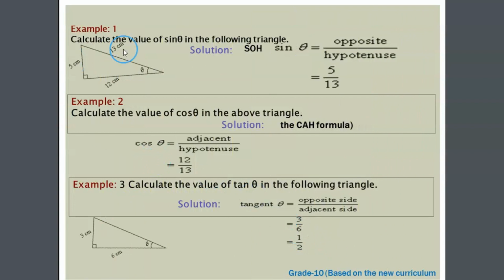Let us continue. So let us see some examples based on the topics that we have discussed now. Example 1 says: calculate the value of sin theta in the following triangle. Look, this is a right triangle and its side lengths are given. This side is 5 centimeters, this one is 12 centimeters. This angle is denoted by theta and the hypotenuse is 13 centimeters.